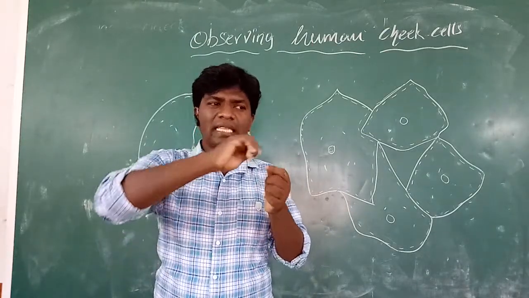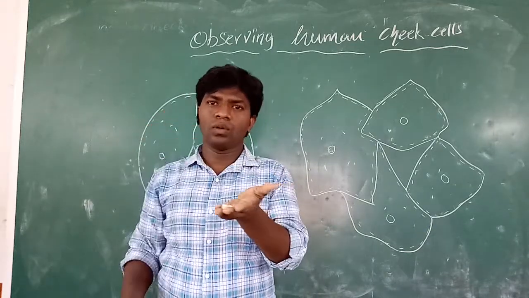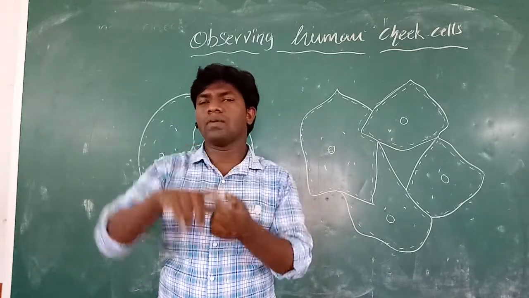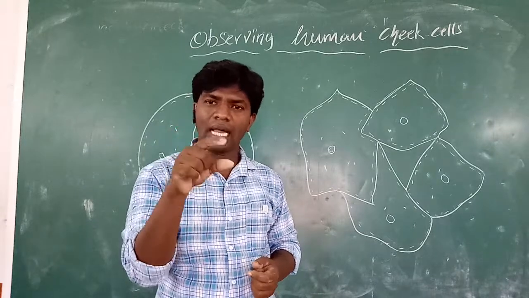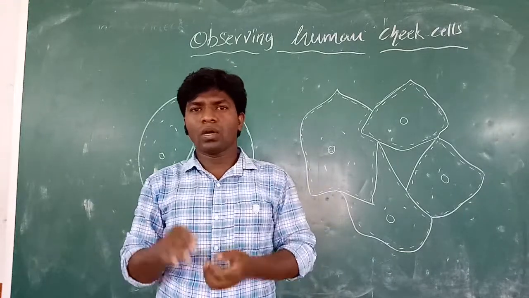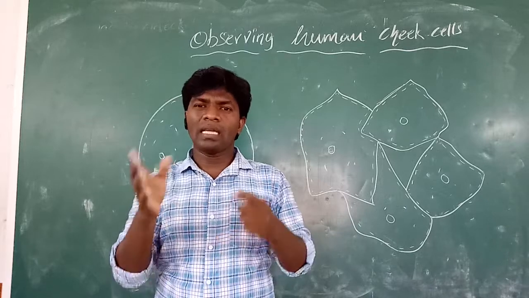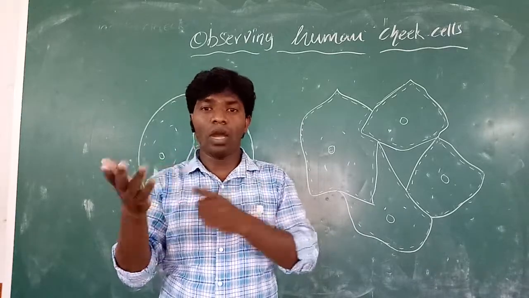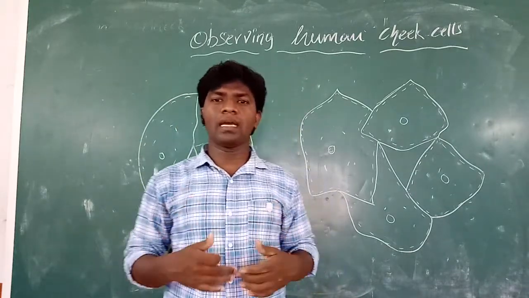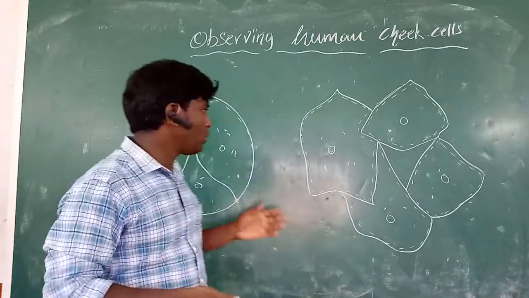Now take the scraping that you have collected and place it on this slide, and put a drop of water and cover with a cover slip. A cover slip is a thin transparent glass, round, circle-like structure. Cover with the cover slip and observe under the microscope. Draw the diagram of what you have observed. I observed under the microscope and drew the diagram. That slide is visible to me like this.